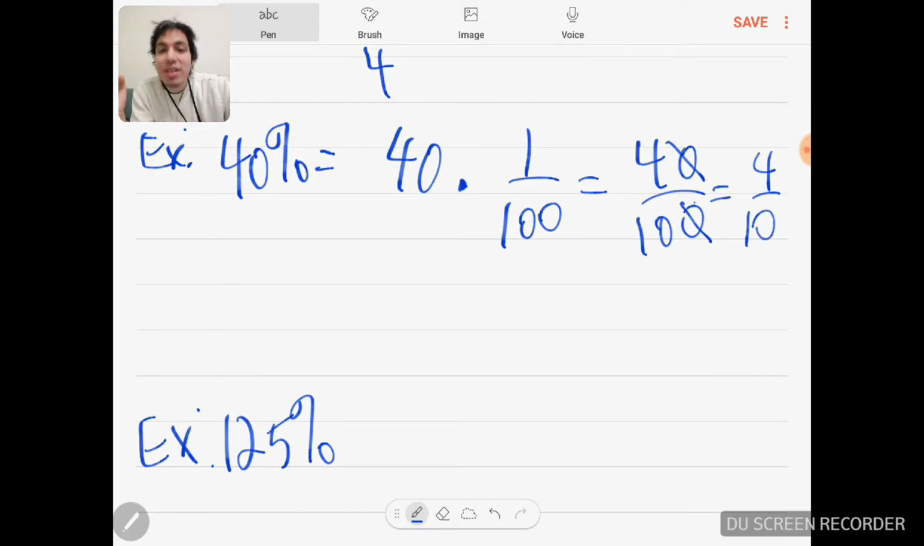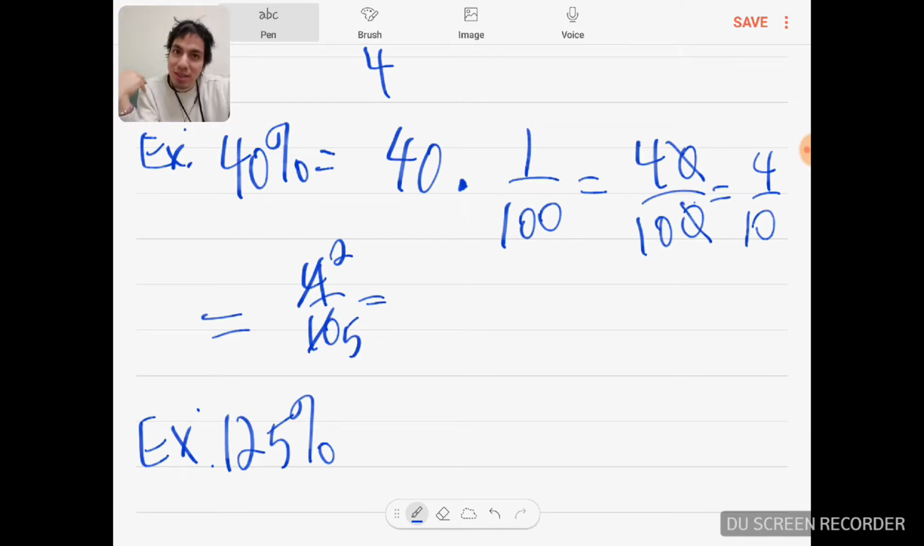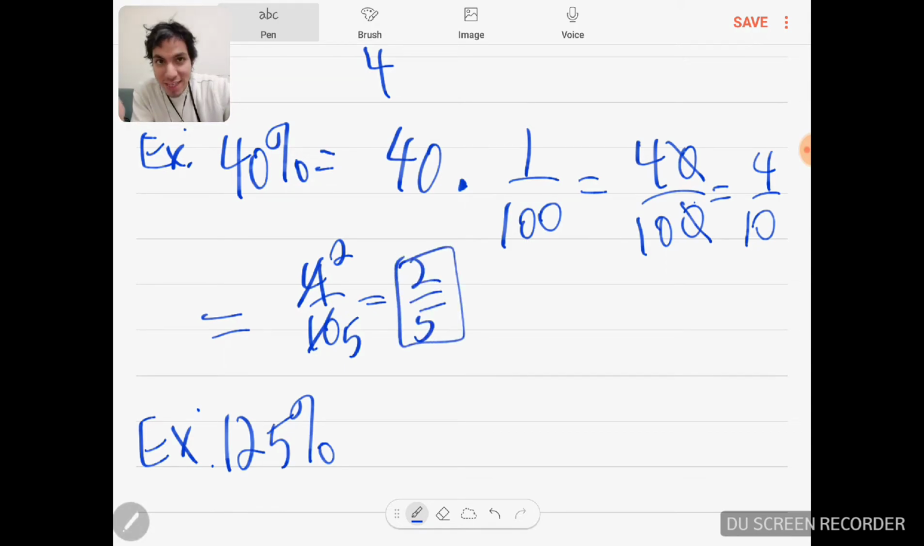Am I finished? The answer is no, because I'm left with 4 over 10. I reduce the top number by 2, and I reduce 10 by 2. Why? Because they are both even numbers, and the smallest even number is 2. So I'm left with 2 over 5 as my final answer for that case.